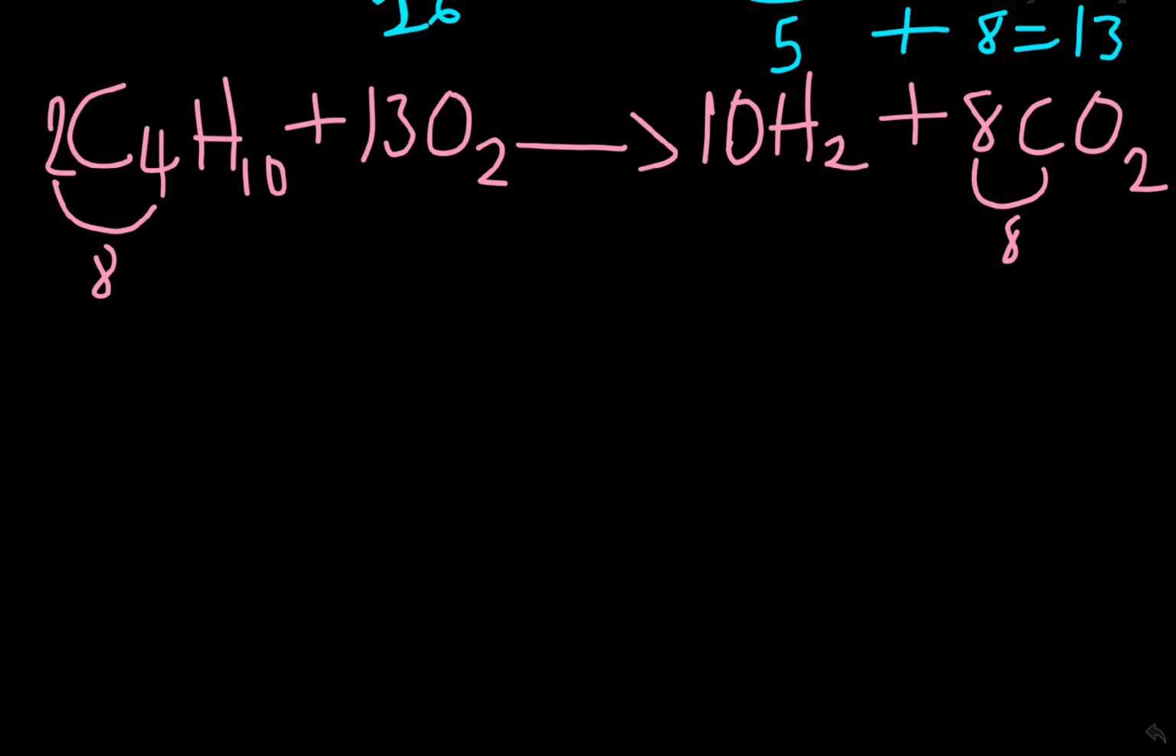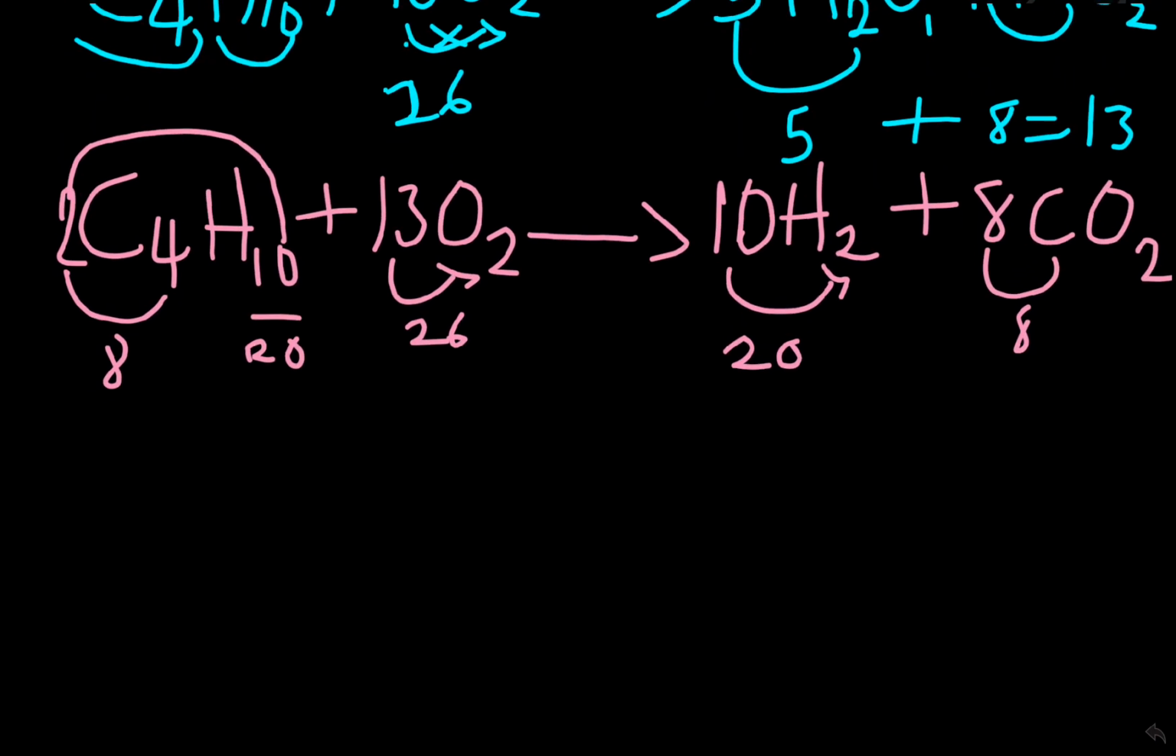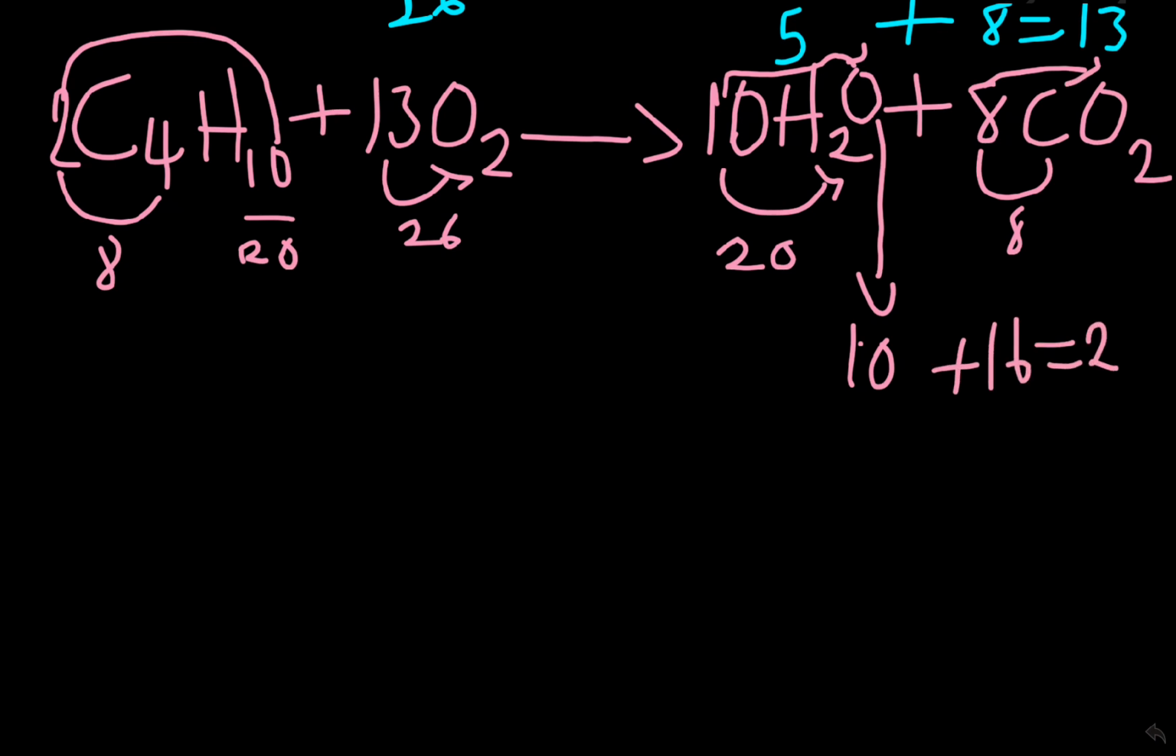Moving on, hydrogen, 2 times 10, you have 20 hydrogen. Here again, 2 times 10, you have 20 hydrogen. So hydrogen is also balanced. Next, our focus will be on oxygen. 13 times 2, you get 26. Here, this is supposed to be H2O. I'm making a mistake. It's supposed to be H2O here. Next, for the oxygen, 10 times 1, oxygen here is 10, while 8 times 2, oxygen here is 16. 10 plus 16 will amount to 26.